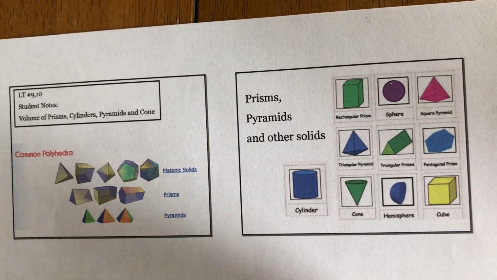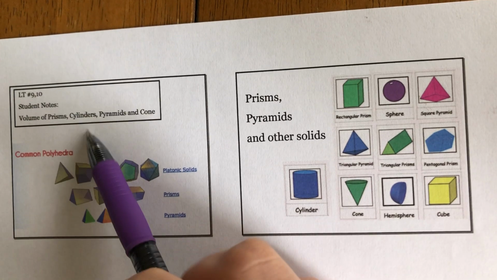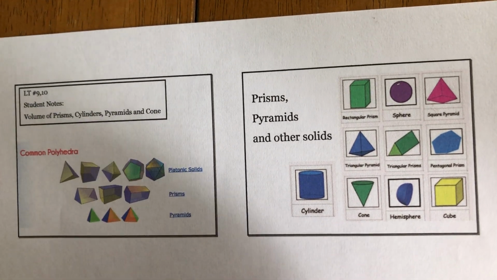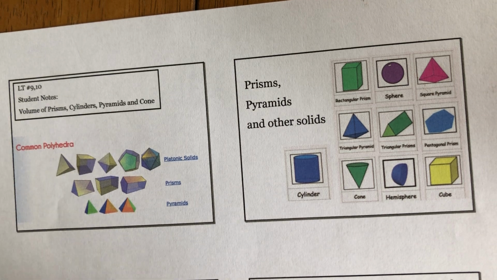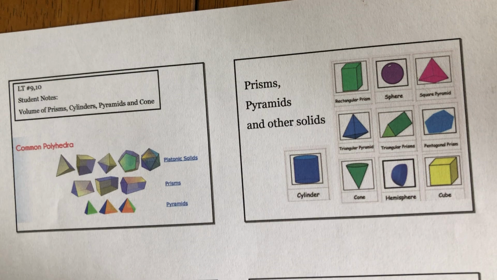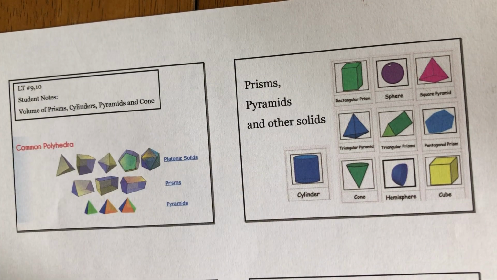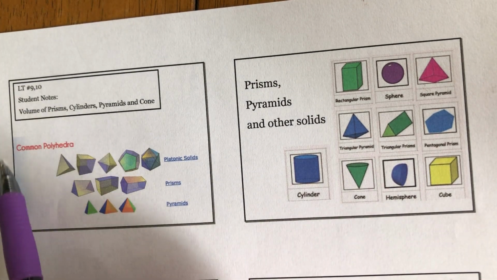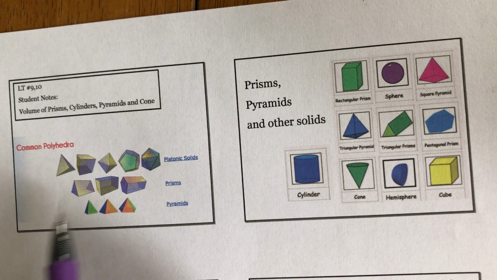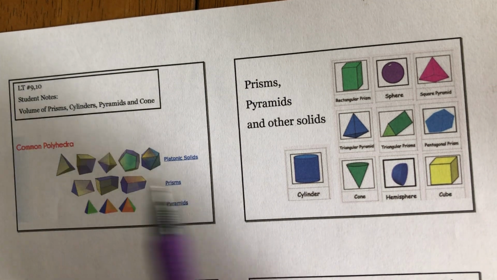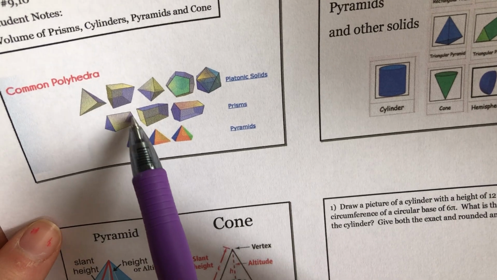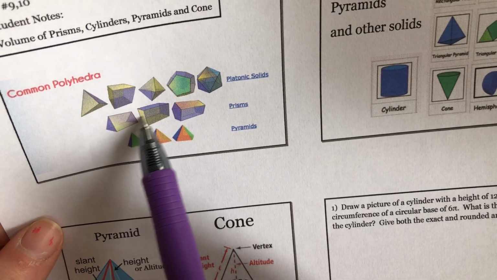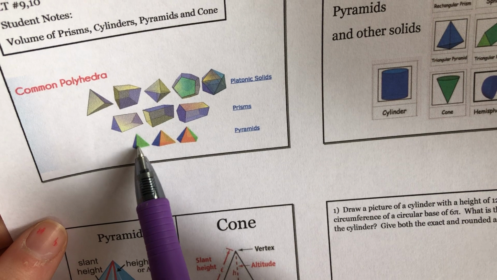Okay, so we are learning about the volume of prisms, cylinders, pyramids, and cones, and if you watched the video before this, I explained what those differences are, but especially between prisms and pyramids. I think that is pretty confusing. And if you remember this picture from that website, these prisms have two parallel bases, right? And they extend out that way. And these pyramids all come to a point.